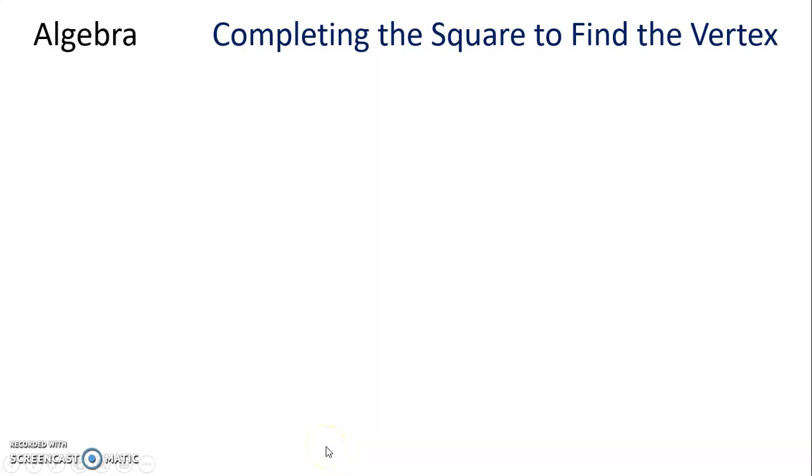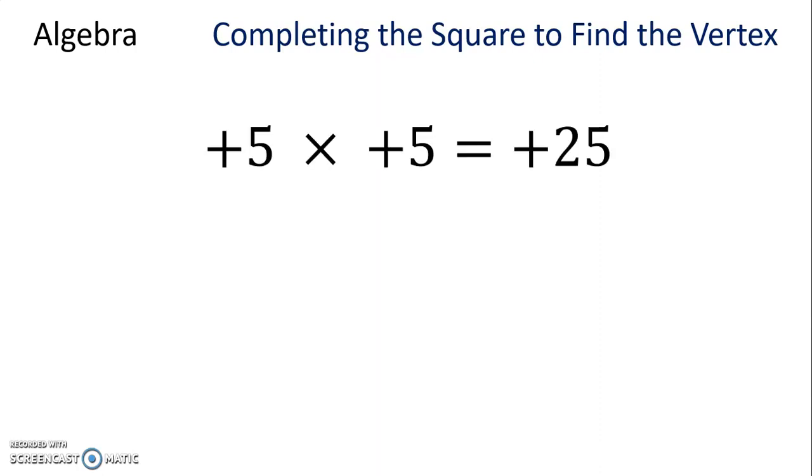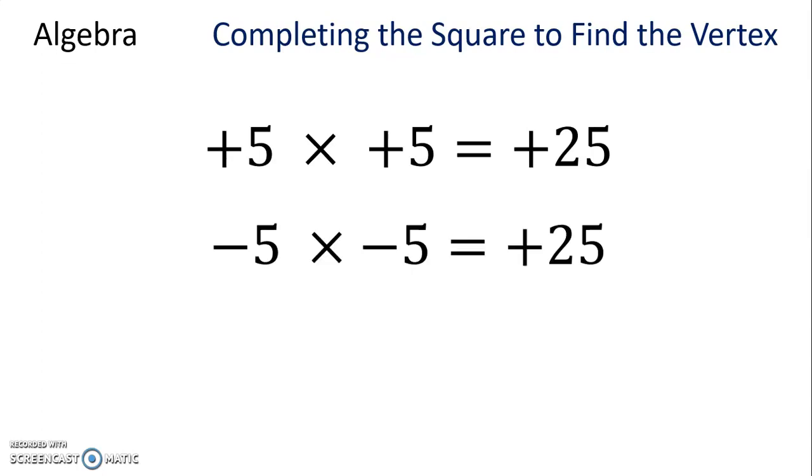Hello and welcome to this lesson on completing the square to find the vertex of a quadratic graph. So we're going to start by just remembering the fact that if we square a positive number, we get a positive answer. So positive 5 multiplied by positive 5 is positive 25. And if we multiply a negative by a negative, so if we square a negative number, then we also get a positive answer. So negative 5 multiplied by negative 5 is positive 25. So that means when we square root 25, we can get two possible answers, positive 5 and also negative 5.